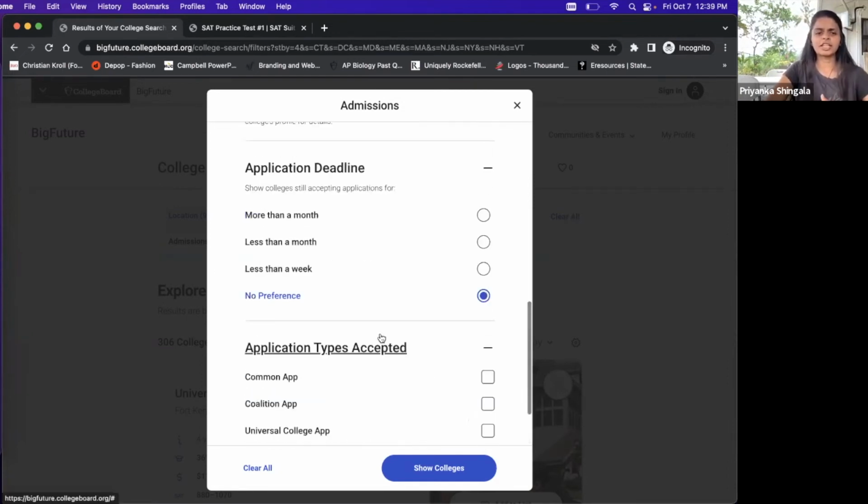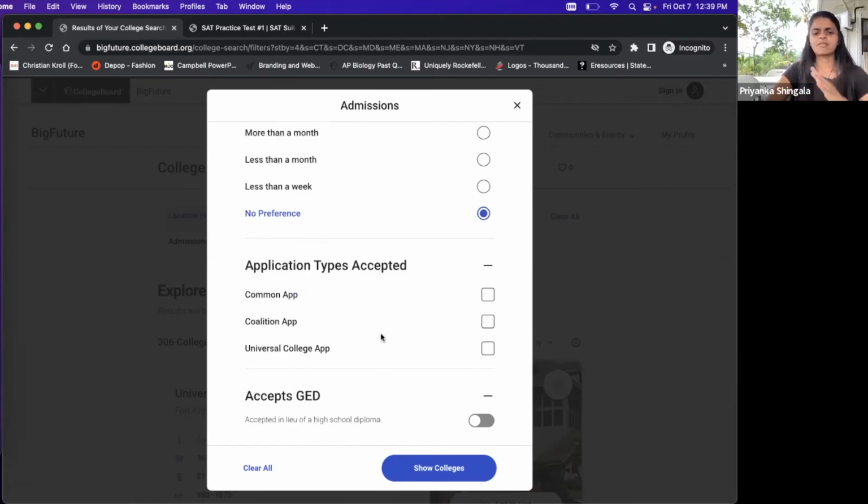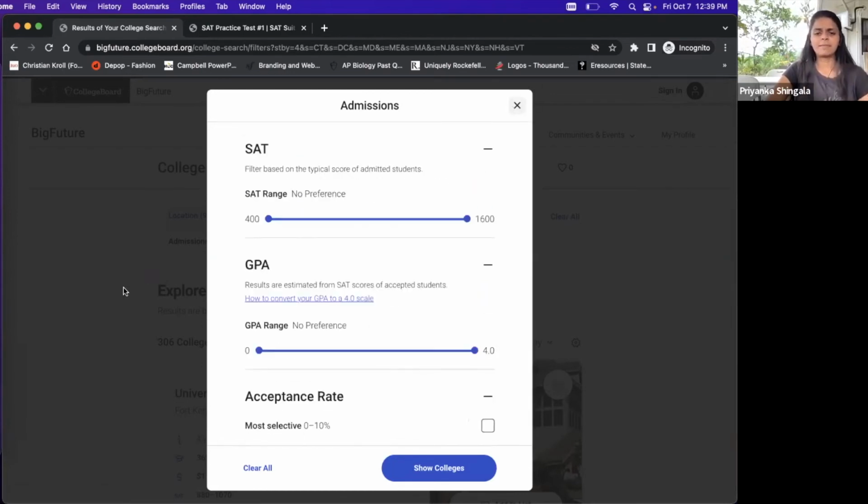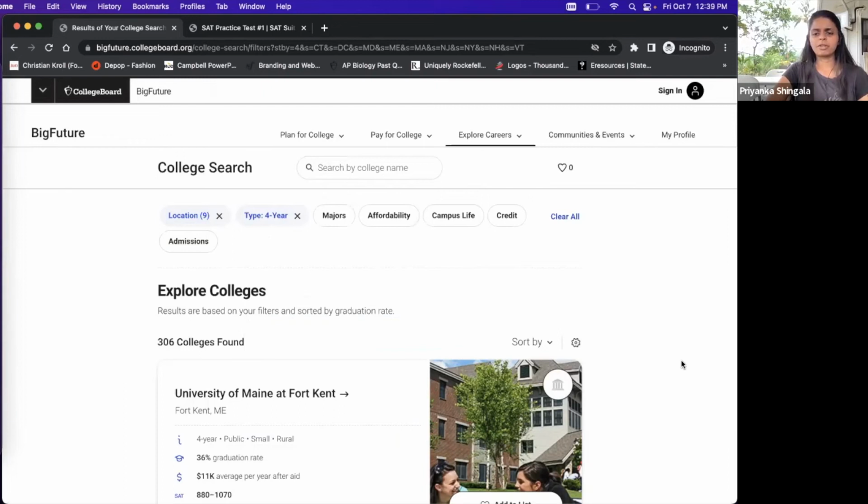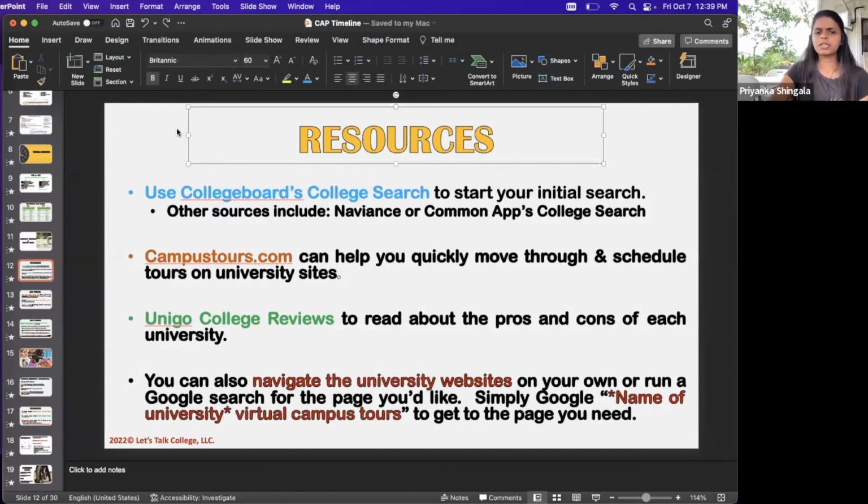Leave all the application deadlines and application type stuff blank. It doesn't matter. Most universities accept everything. That would be one of those useless criteria that you end up clicking, and then it might turn out that the university hasn't checked that box for this particular website, and therefore it doesn't show up. So don't do that.